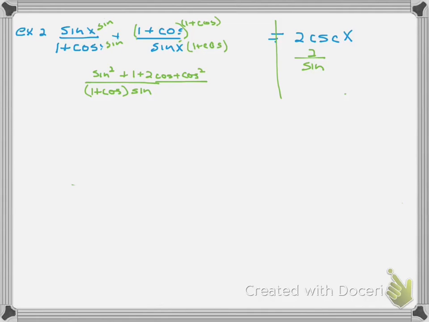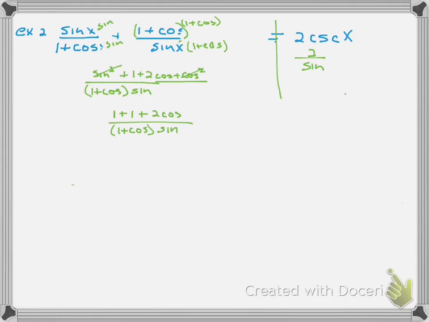So now I can simplify that. On the top, I have sine squared plus cosine squared. Whenever you see that, you think, oh, good. Those together add to 1, so I can just write 1, plus 1 plus 2 cos, over 1 plus cos times the sine.